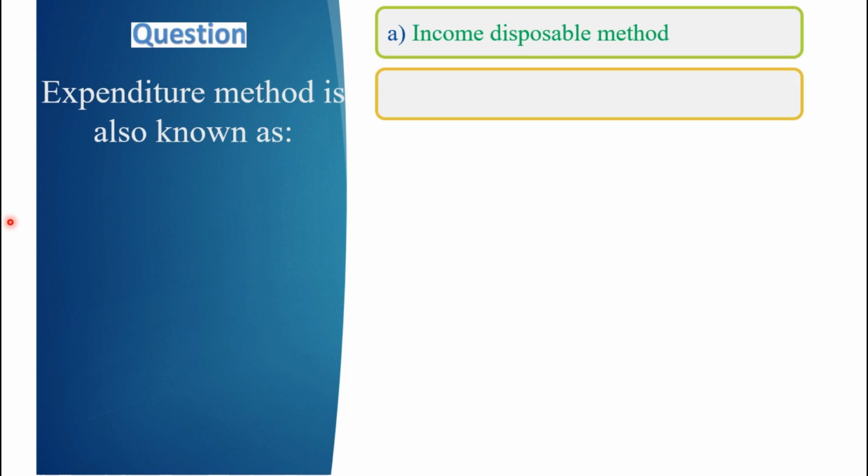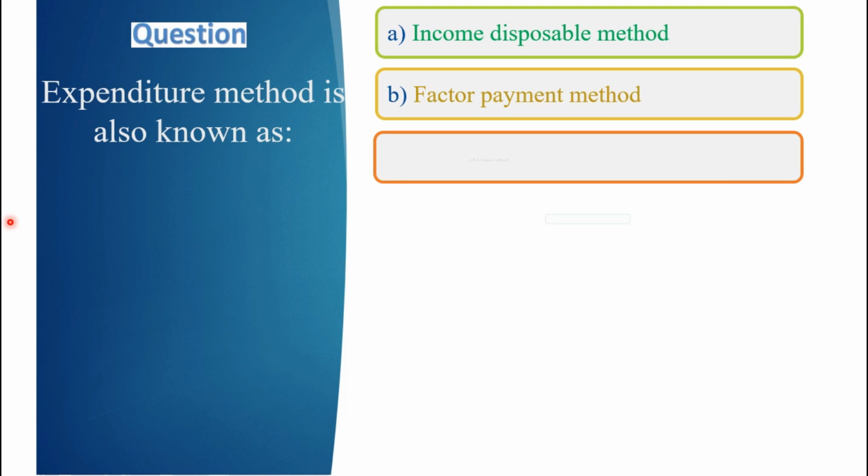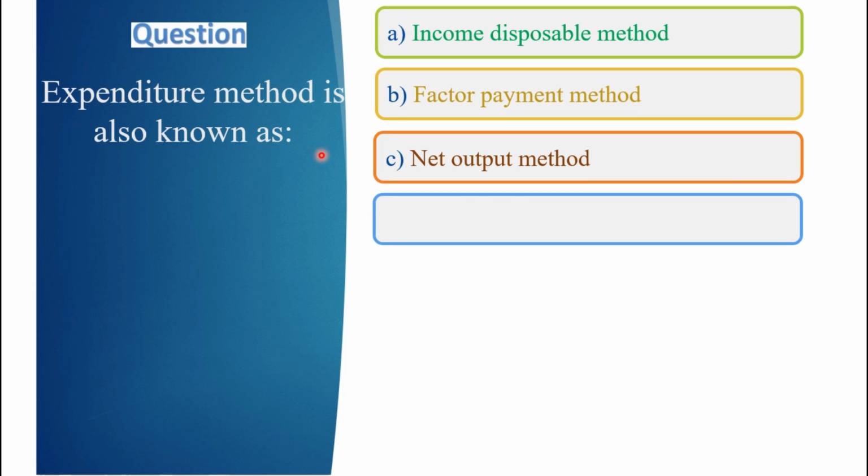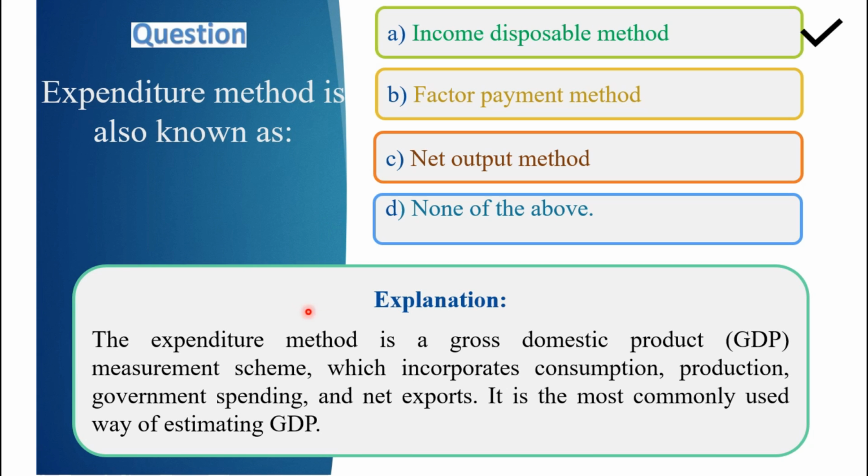Our next question is, expenditure method is also known as option number 1, income disposable method. Option number 2, factor payment method. Option number 3, net output method. Or option number 4, none of the above. The correct answer for this question is option number 1, income disposable method. The expenditure method is a gross domestic product (GDP) measurement scheme which incorporates consumption, production, government spending and net exports. It is the most commonly used way of estimating GDP. GDP means gross domestic product.